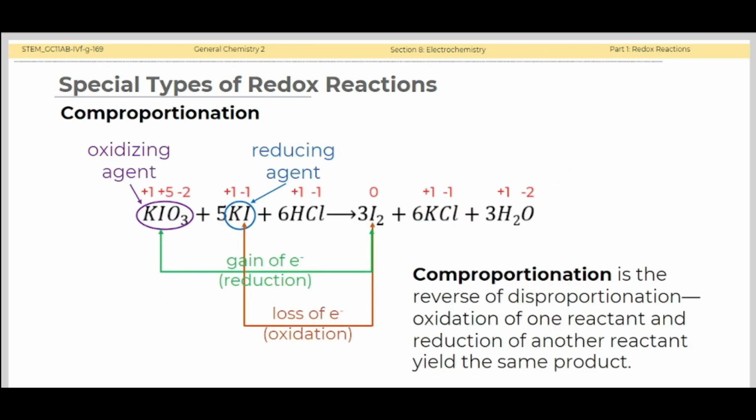Comproportionation is the reverse of disproportionation. Oxidation of one reactant and reduction of another reactant yield the same product. In the given reaction, iodine is the oxidation product of potassium iodide and also the reduction product of potassium iodate.